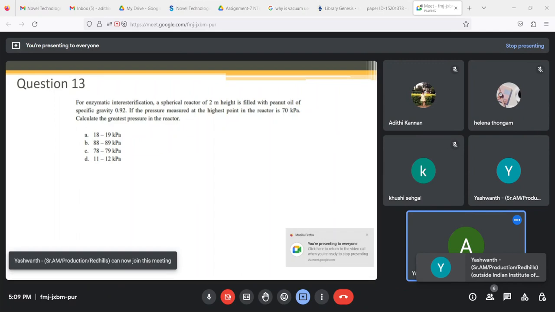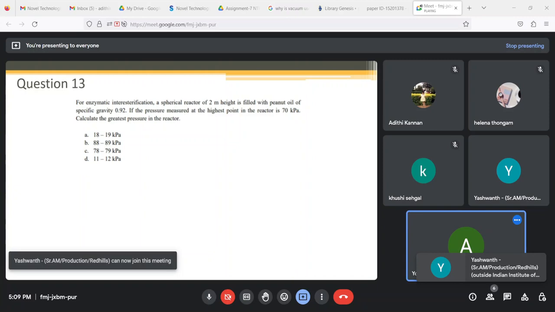So for an enzymatic interesterification process, a spherical reactor of 2 meter height is filled with peanut oil of specific gravity 0.92. If the pressure measured at the highest point of the reactor, that is the top of the reactor, is 70 kilopascals, calculate the greatest pressure in the reactor.